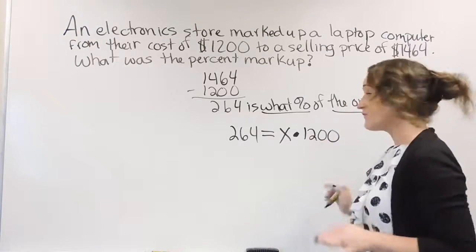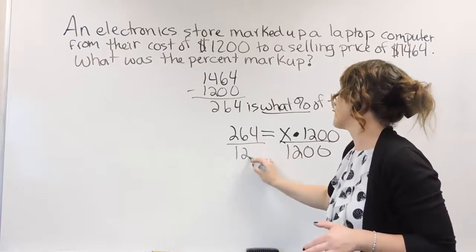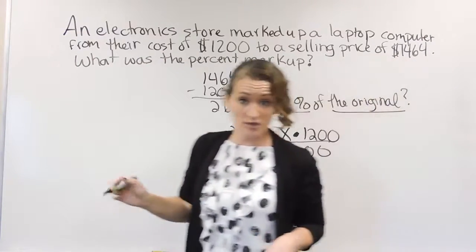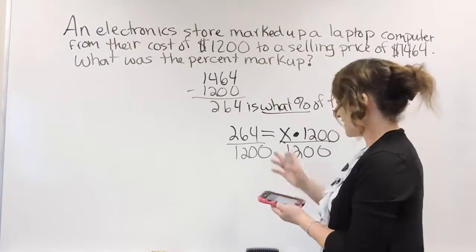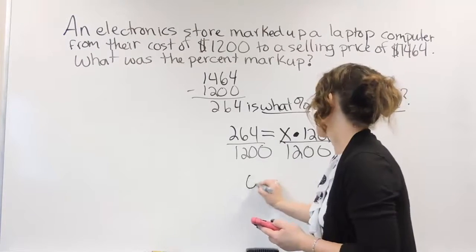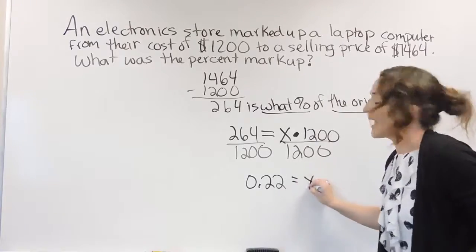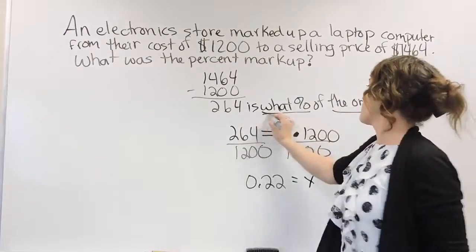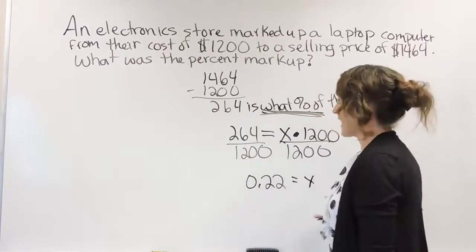In order to solve this problem, I need to divide both sides by 1,200. Let me grab my phone to do that calculation. So 264 divided by 1,200, I got 0.22. Keep in mind that we're solving for a percent, and I got a decimal as my answer.